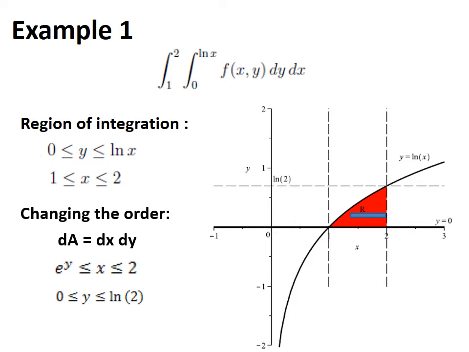And you can see the outermost integral bound should always be a constant bound, so that the limit of the Riemann sum is a finite acceptable number. So here, after changing the order of integration to dx dy, the bound for x is e power y to 2, and the bound for y is 0 to ln 2. I think you are clear with this idea.